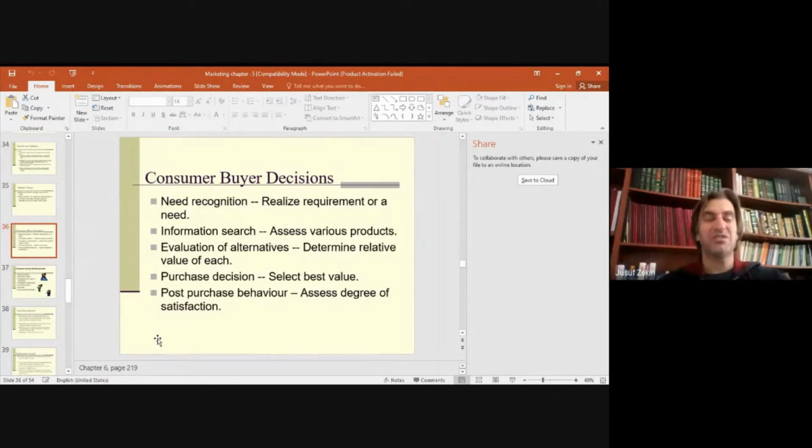Since there is some tension, we want to satisfy that need. And in order to satisfy the need, we look for information. Information search means we assess various products. So let's suppose we need food. Now it's the morning, we are outside somewhere, and we have to find out what food to eat, whether it be pizza, toast, or going to a fancy restaurant, etc. Information search means we look at who can satisfy our need. And then we find some alternatives, and we try to evaluate such alternatives.